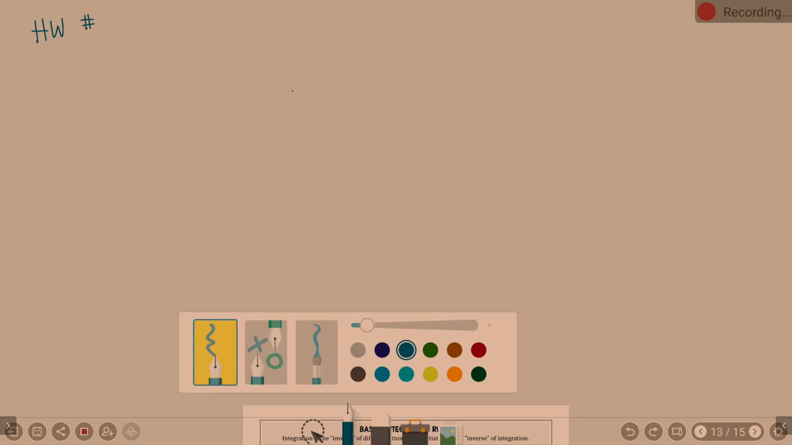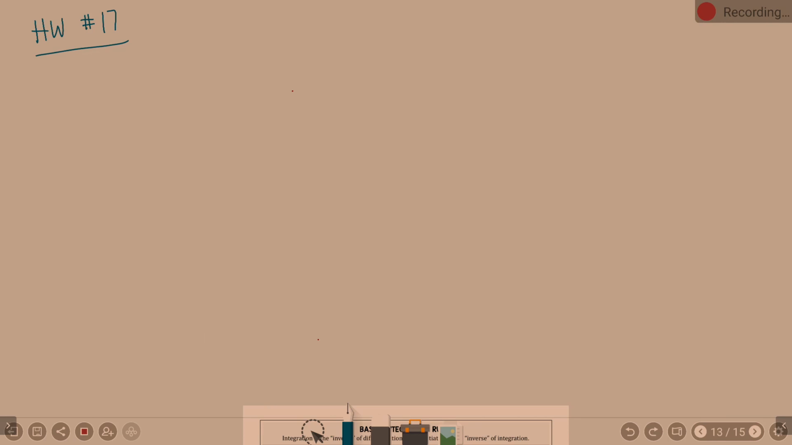Homework number 17. What do we know? F double prime of x is 4. F prime of 3 is 7. F of 3 is negative 1. Okay, so this is not in the notes, so I have written here, not in notes, do as part of notes. So that's why we are here.